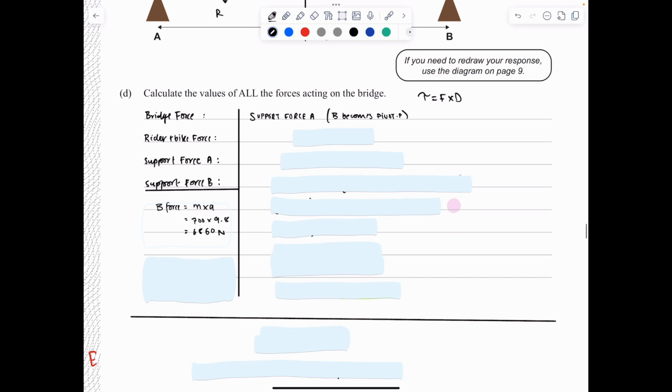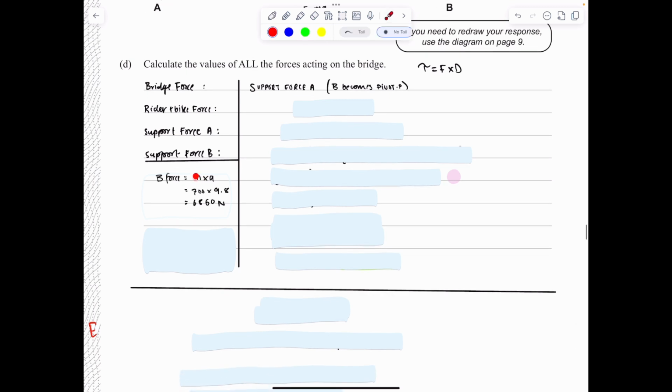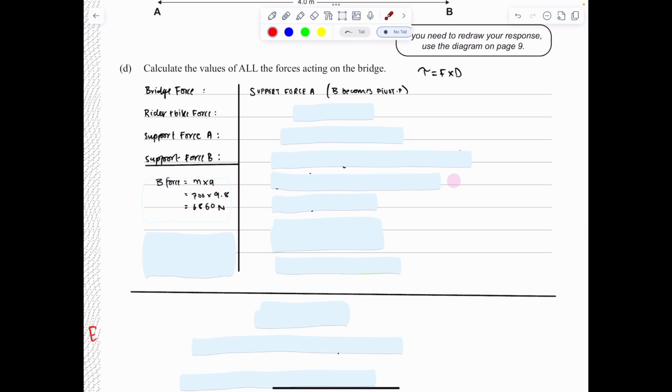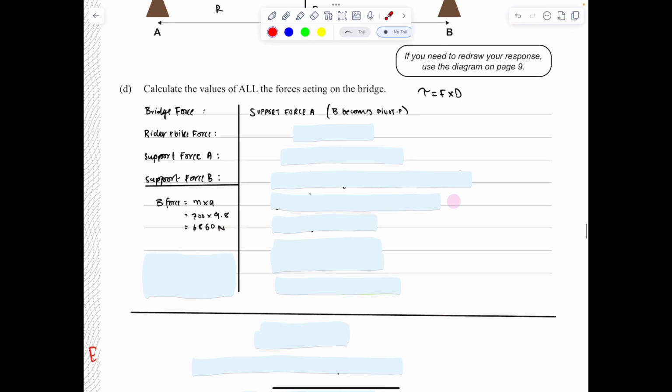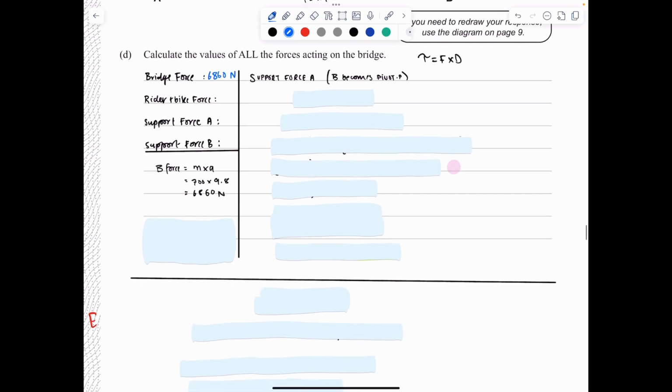So here is how we do it. We've got the mass of the bridge, which is what? 700, which is provided in the question above. And then we've got 9.8, which is acceleration. And then putting that in my calculator, I get 6860 newtons. So that is the force of the bridge. Now I have to find the force of the rider. So the mass of the rider and the bike is 85 kgs, times that with 9.8, and then I get 833 newtons.